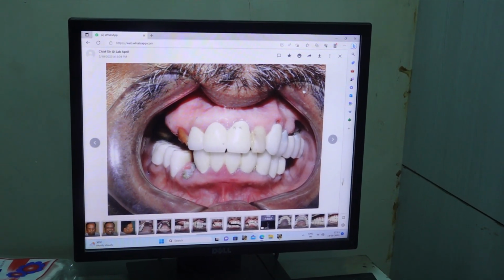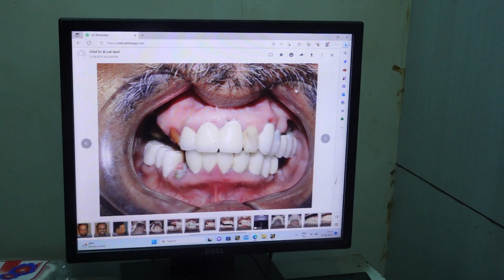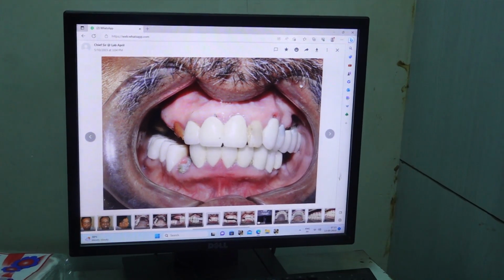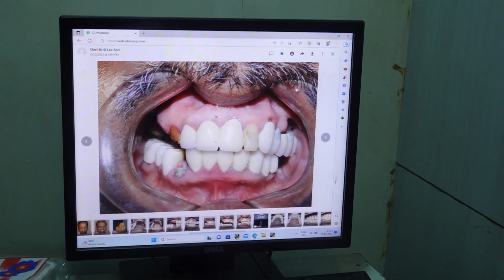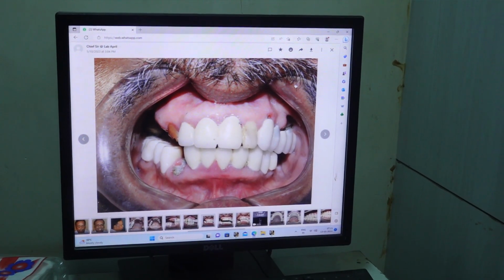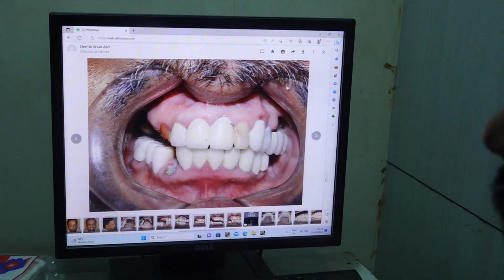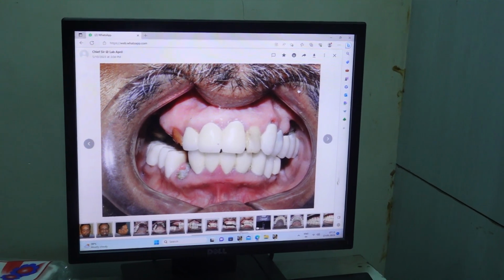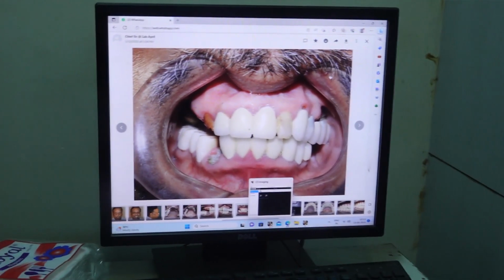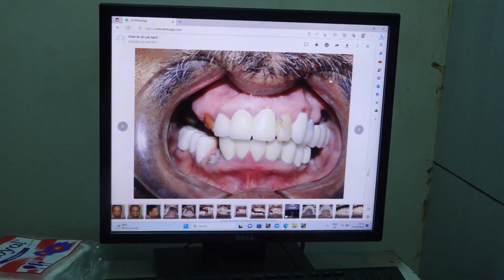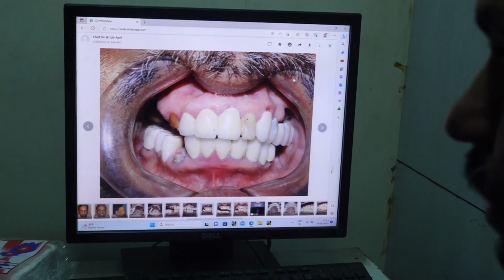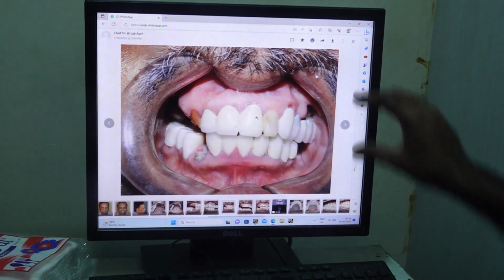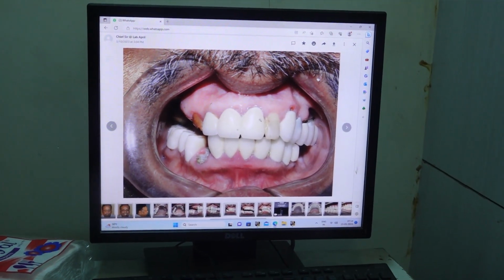Another reason to do alveoloplasty is that the alveolar bone may be very weak, maybe very thin. See, the labial bone is very thin. If you place implants without doing alveoloplasty, after some time the bone will resorb because it is very thin. So that is also one reason to do alveoloplasty. So alveoloplasty is done to gain prosthetic space, to remove the weaker alveolar bone, and the third reason is to gain an even surface.